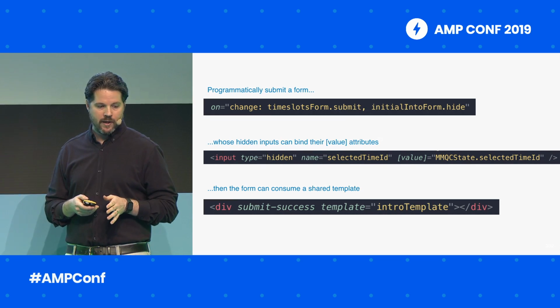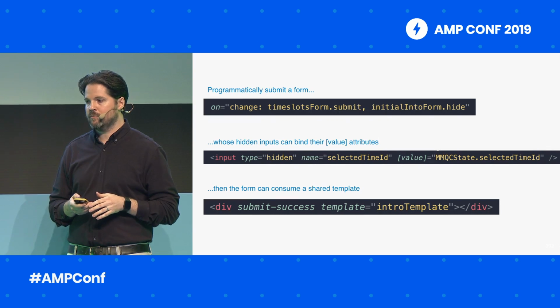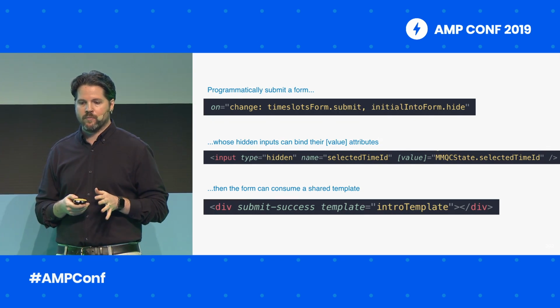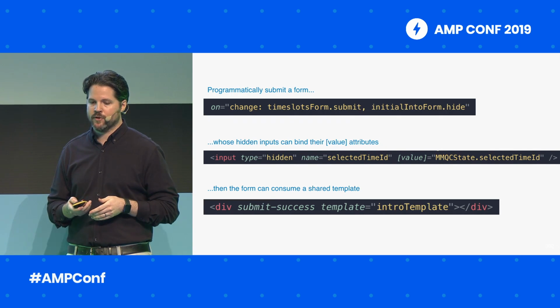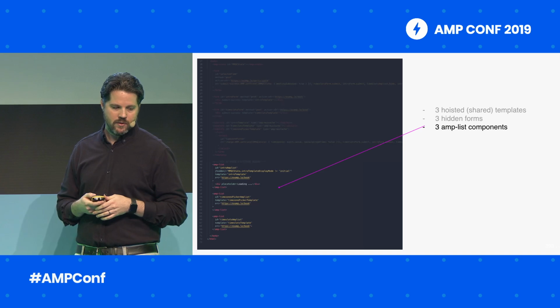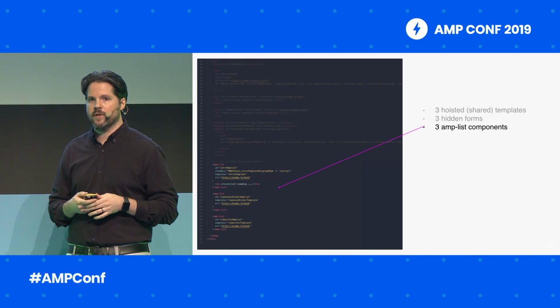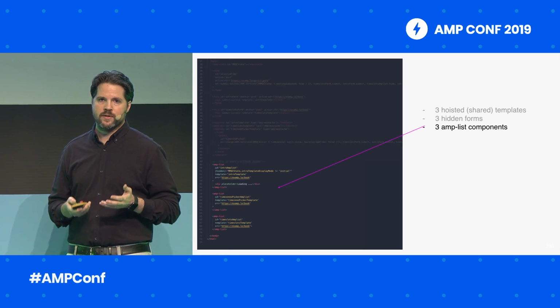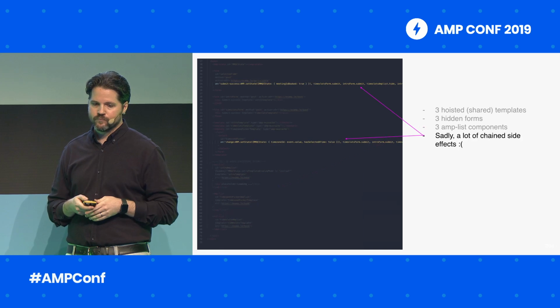You just programmatically submit a form whose hidden inputs can bind their value attributes, and then the form can consume a shared template. It's a very strong pattern. Finally, we have 3 amp list components. These just so happen to share the same endpoint for data, but they were in different parts of our app.